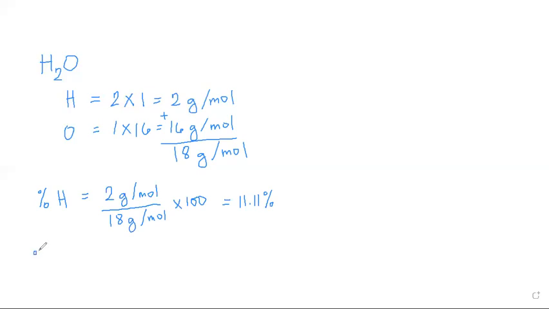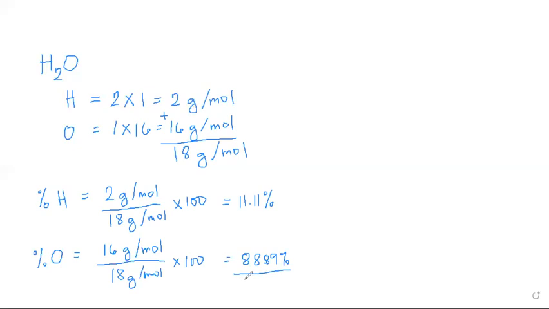Now we go to your oxygen. Finding the percent composition of oxygen. So oxygen has a molar mass of 16 grams per mole. Divide it by the total molar mass of the compound and multiply it by 100. Again, using your calculators, you are going to derive the answer of 88.89%. So if you are going to add these two up, you are going to get 100%.